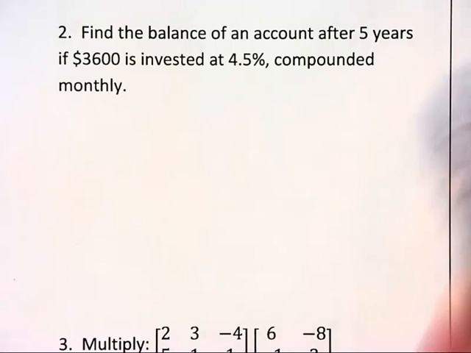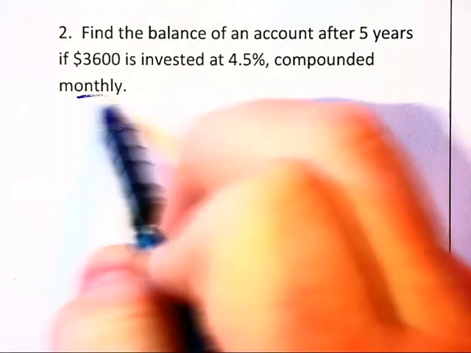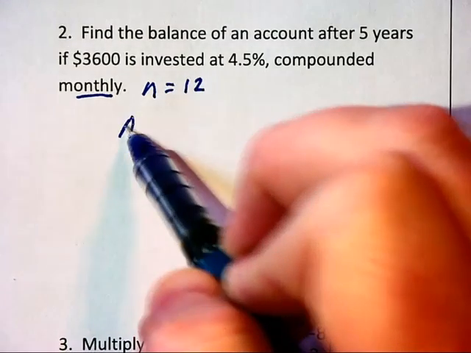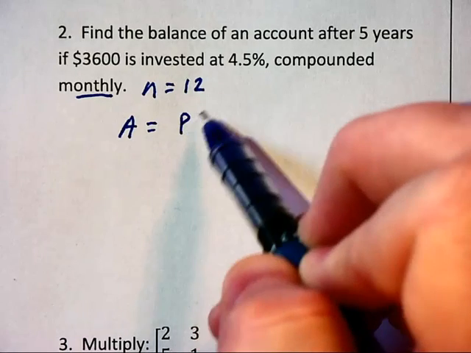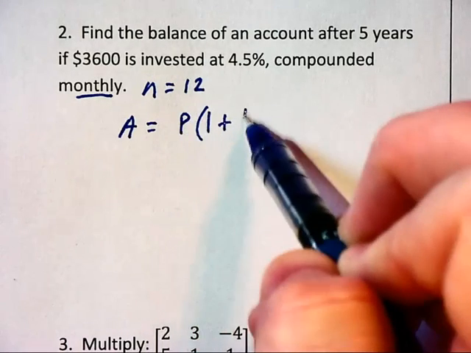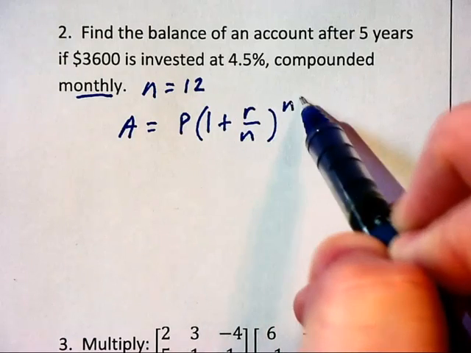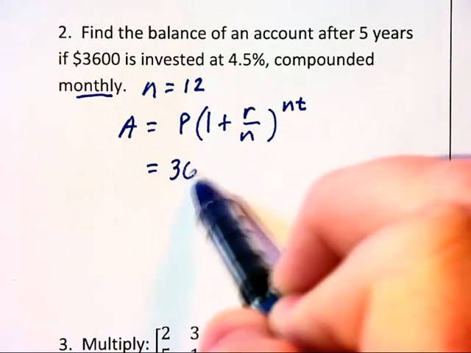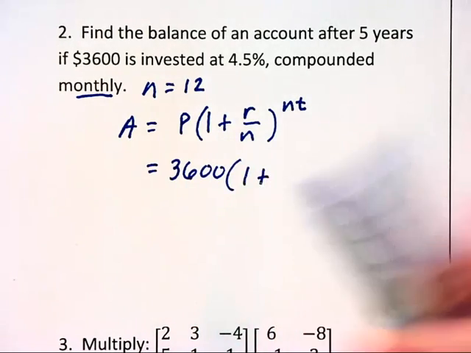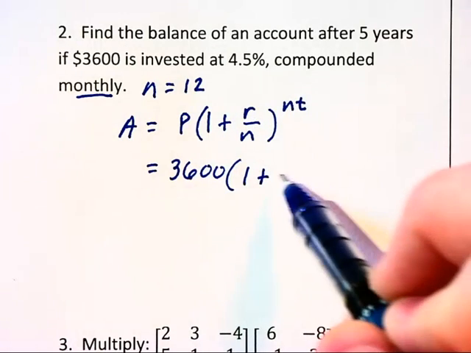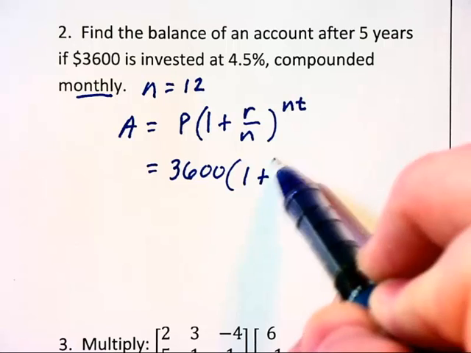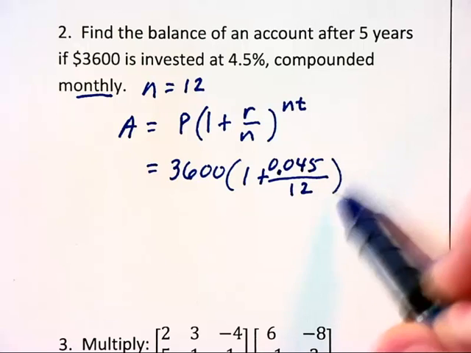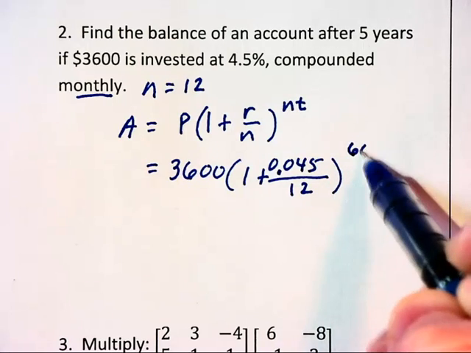In this next problem, we have compound interest compounded monthly, and so that tells us n is equal to 12. You pretty much need to have memorized the compound interest formula. A is equal to P times 1 plus r over n raised to the nt power. Now we're just going to substitute numbers in. Our principal is $3,600. 1 plus, now 4.5%, moving the decimal 2 places to the left, we're going to have 0.045 divided by monthly, which is 12, raised to the 12 times 5, which is the 60th power.